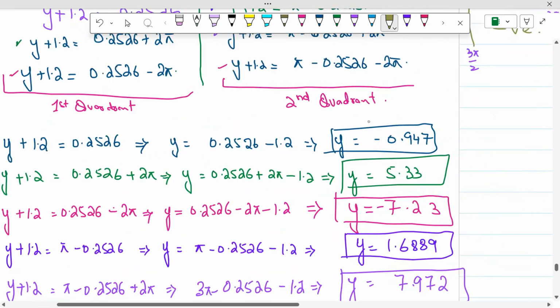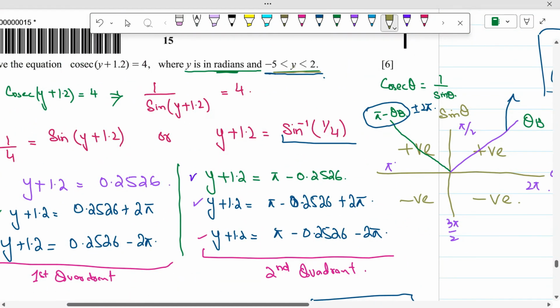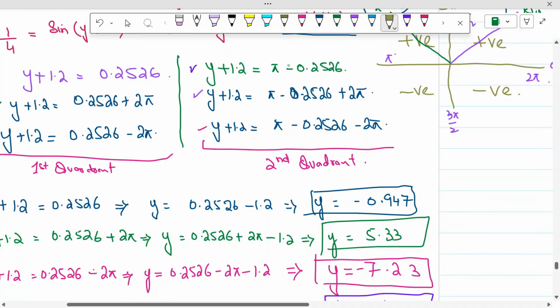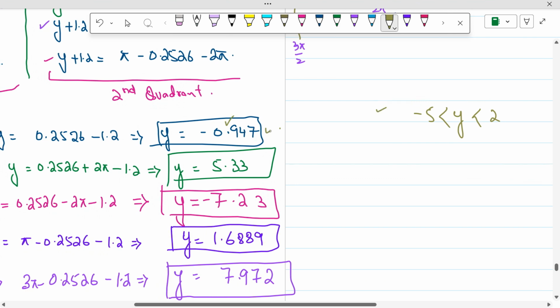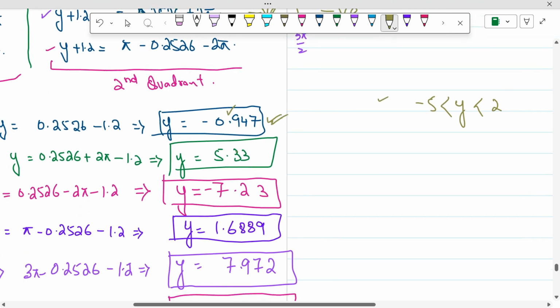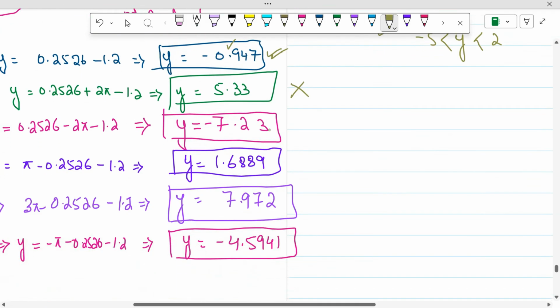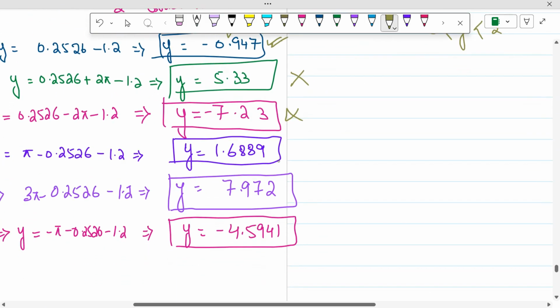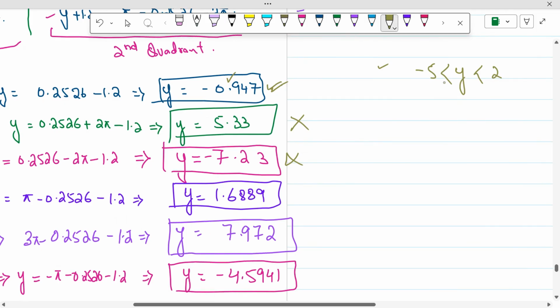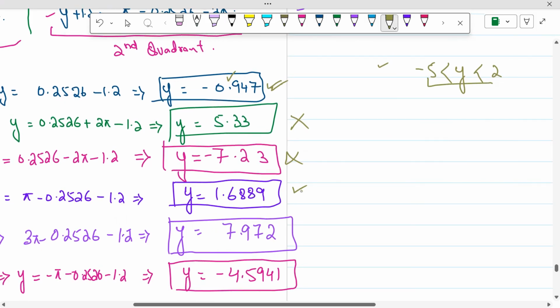Now we have the range of y: less than 2 and greater than negative 5. So this value satisfies this range, so we will consider this one. This value is greater than 2, so we will discard it. Negative 7.23 is less than negative 5, so this one will be discarded. 1.6 will be in this range, so we will consider this one.